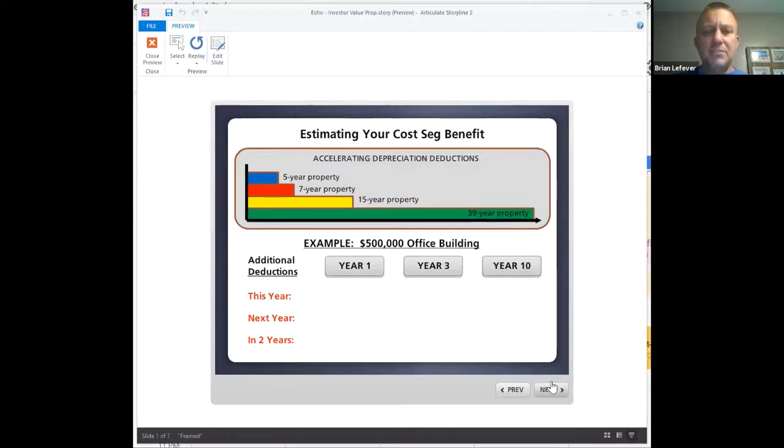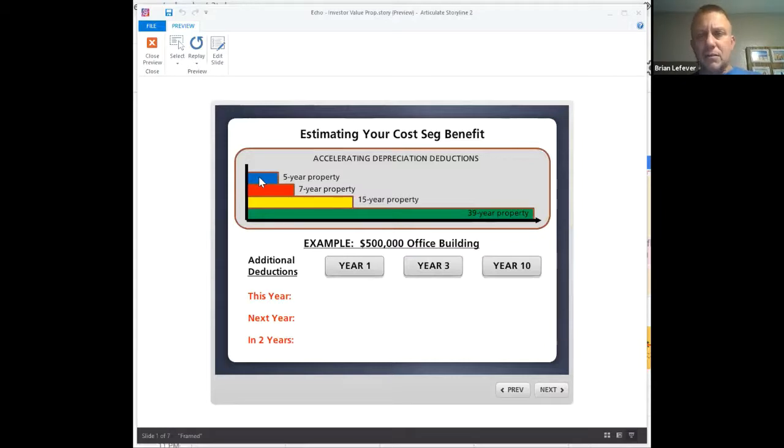You do not have to do cost seg the year that you bought or built the building. You can certainly, but you can also do it later. So I want to show you what that looks like. I have a $500,000 office building as an example here, and I apologize, I think most of you are more on the residential side, but it all works the same. Without cost seg, that $500,000 can be depreciated over 39 years or 27 and a half. With cost seg, we're going to break out pieces and parts, and we're going to reclassify them. In the reclass process, they're going to fall into shorter lives.